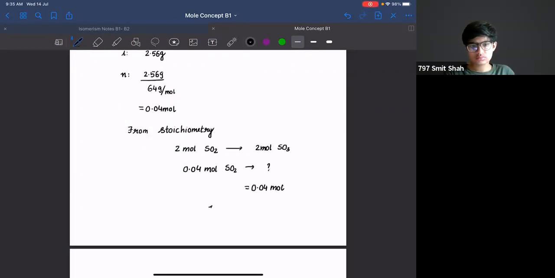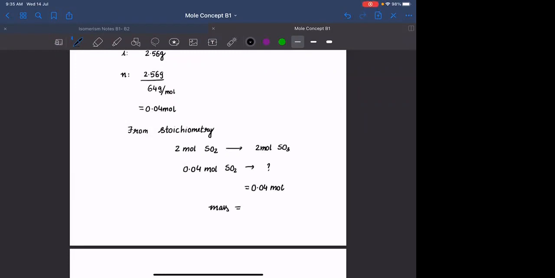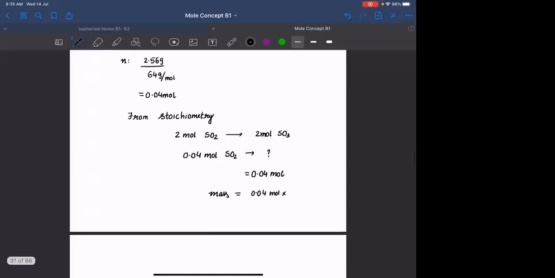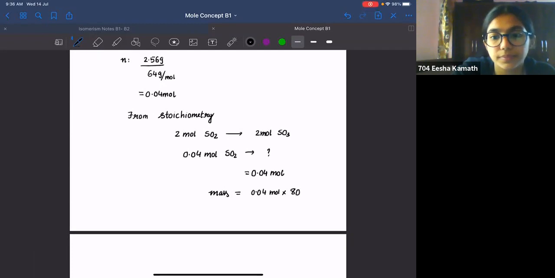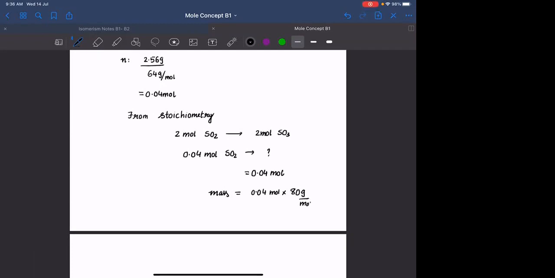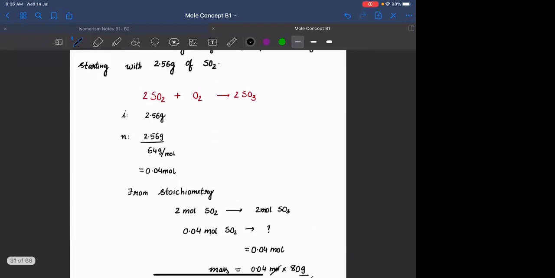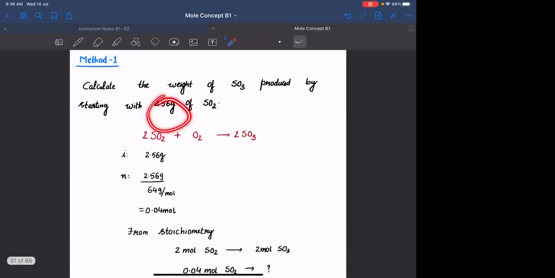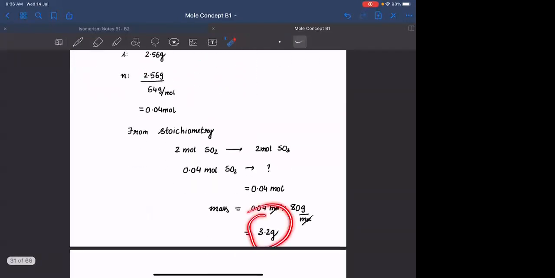Very good. What will be the mass of it? 0.04 mole into what is the molecular weight of SO3? Fast. 80 gram per mole. Mole cancel होगा. Equal to 3.2. 3.2 grams. Okay. So if you start with 2.56 grams of SO2, you will get 3.2 grams of SO3.